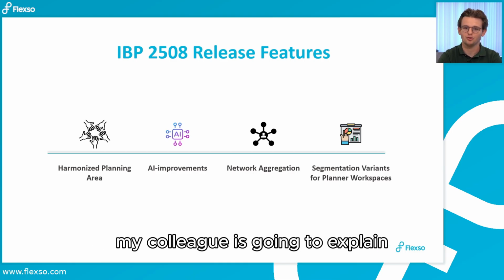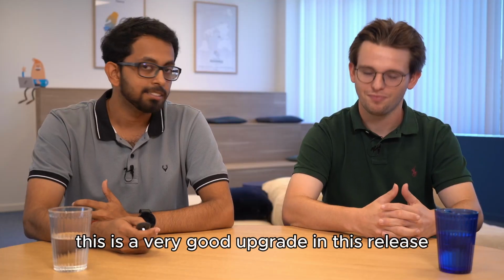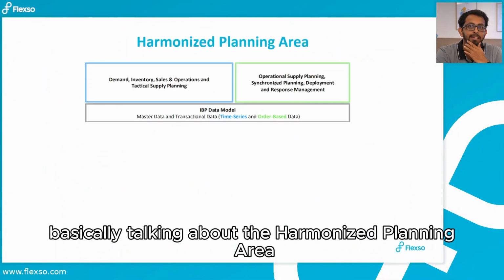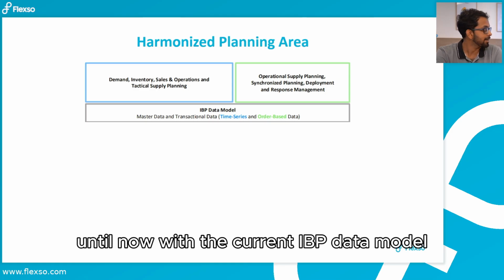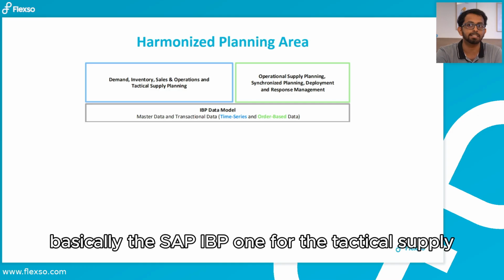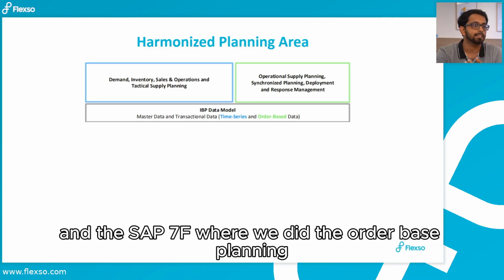My colleague is going to explain all about the harmonized planning area. Thank you, Thomas. Indeed, as you mentioned, this is a very good upgrade in this release, basically talking about the harmonized planning area. Until now, with the current IBP data model, we use 2 separate planning areas for 2 different applications, basically the SAP IBP 1 for the tactical supply planning of demand, inventory and supply, and the SAP 7F where we did the order-based planning.